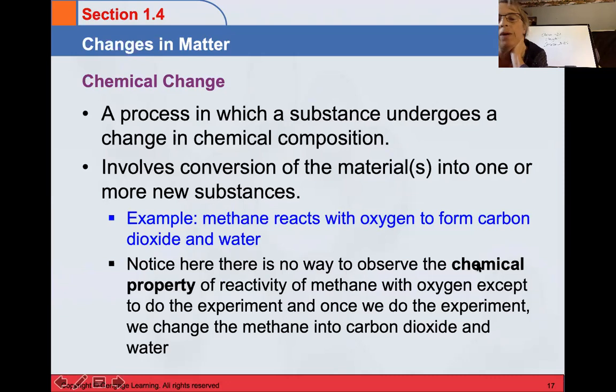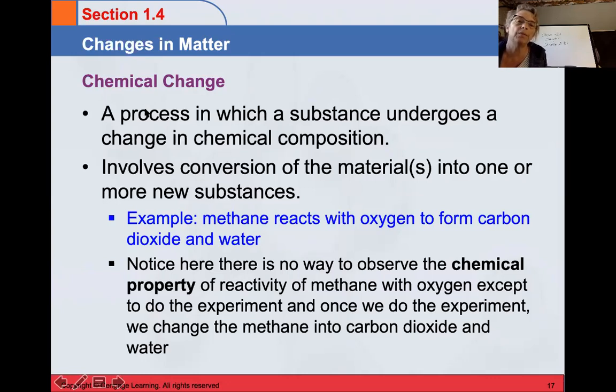It involves the conversion of the materials into one or more new substances. Notice here, there's no way to observe a chemical property of reactivity except to do the experiment. And once we do the experiment, we change the methane into carbon dioxide and water. So in these two sections, in section 1.3, we were talking about chemical and physical properties, and in 1.4, we were talking about chemical and physical change. It's really hard to talk about one without talking about the other.